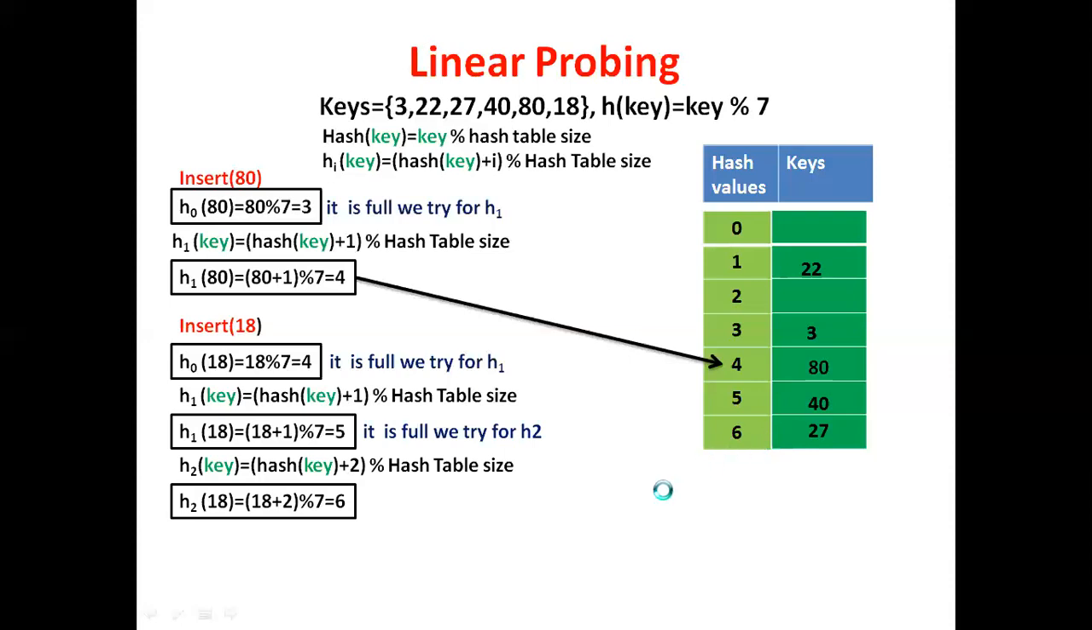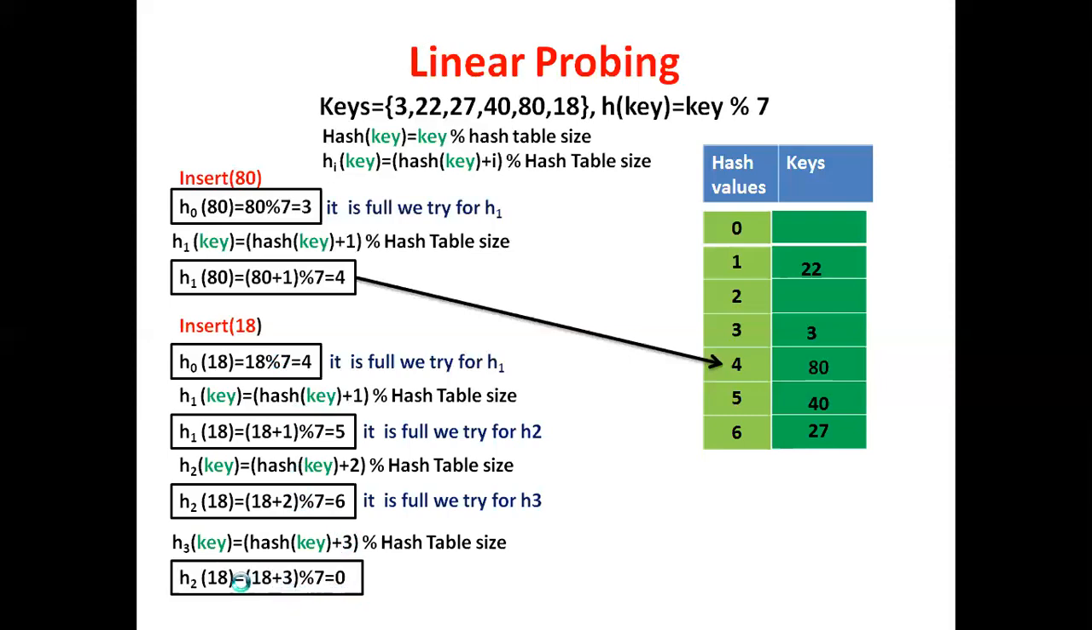Then we try for one more hash function, that is h3. So h3 of key is equal to (hash of key plus 3) modulus hash table size. Means in linear probing, if you observe, the i value is incremented in a linear way. So the initial i value is 0, then after that 1, now 2, now 3. So h3 of 18 is equal to (18 plus 3) modulus 7, which is 0, because 21 modulus 7 means 0. Let us check whether the 0th bucket is empty or not. Yes, it is empty. So there you can insert.